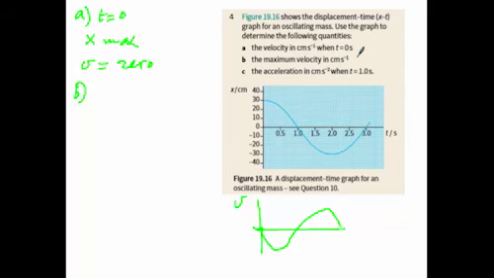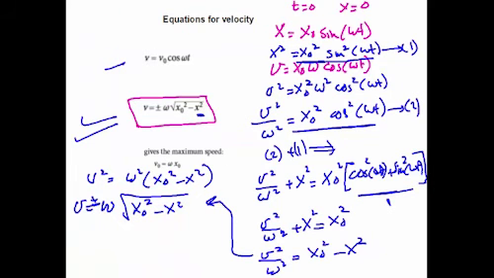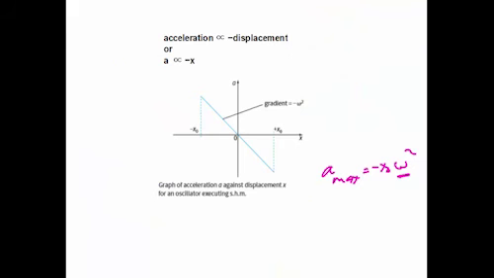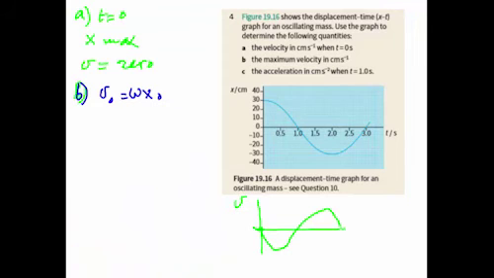As we know that the maximum velocity is omega x naught. Going back to our equations, this is the maximum velocity, x naught omega. So we have to know our omega. Our omega is related to t, the time period. So omega equal to 2 pi over t.